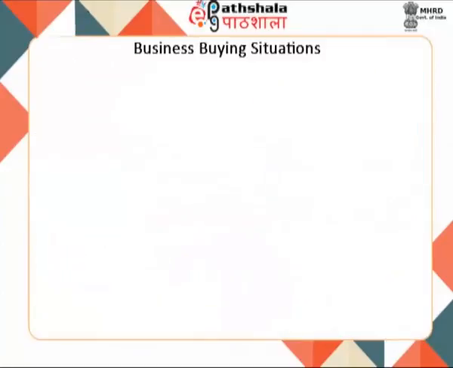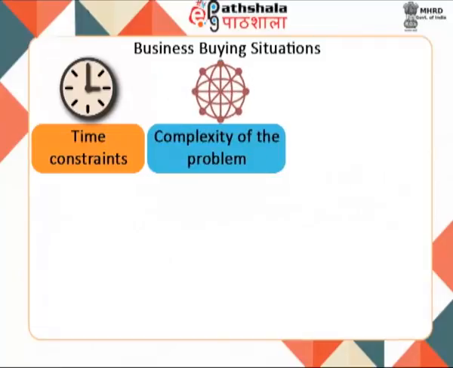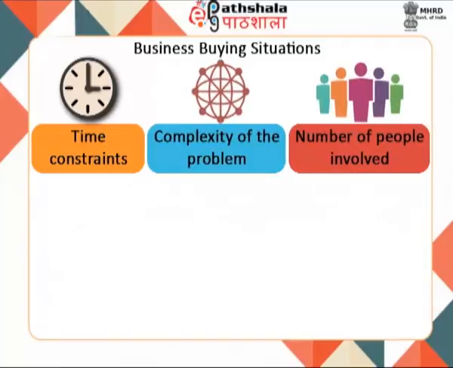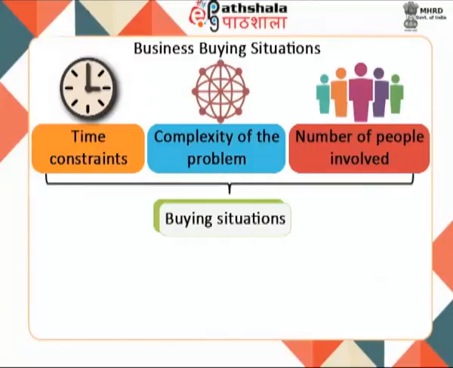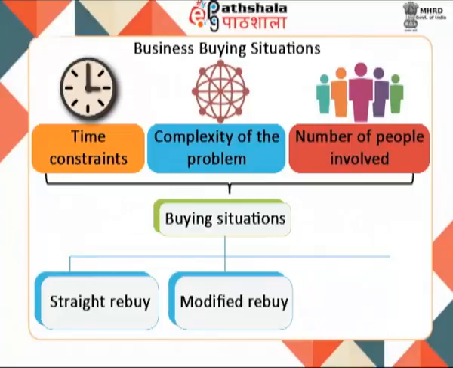The business buying situations are varied depending upon the time constraints, the complexity of the problem at hand, the number of people or influences involved, and the newness of the buying situation. Based upon these considerations, the buying situations and types are broadly classified as straight rebuy, modified rebuy, and new task.